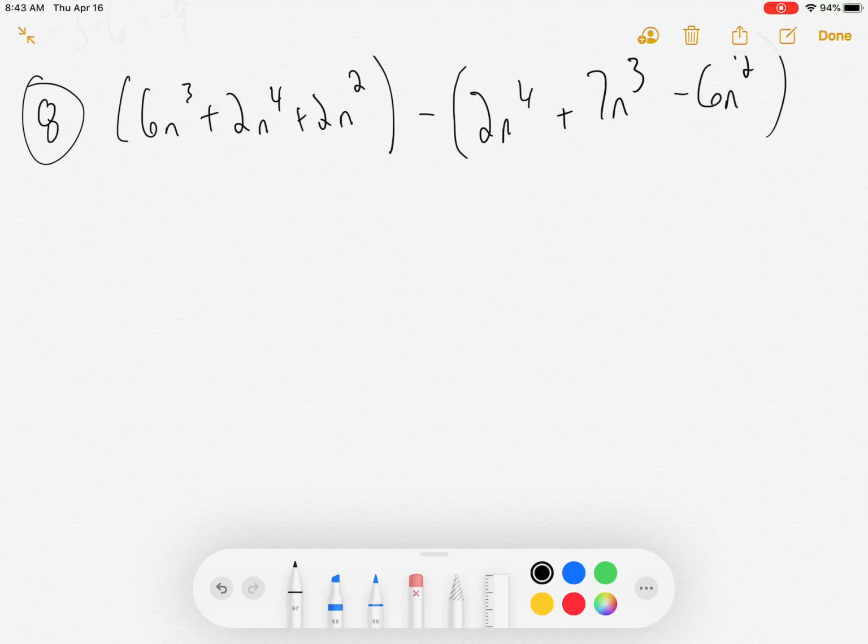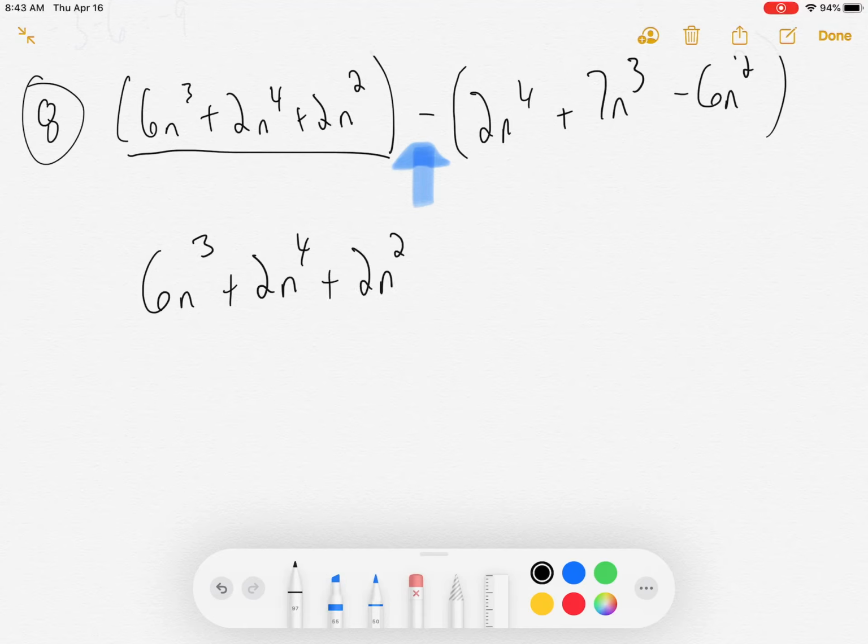Hey, I figured I'd make another quick video to help you with number 8. So here is number 8. Just like before, we are either adding and subtracting in the middle. In this case, we are subtracting. When that happens, we just drop the set of parentheses on this whole first term. So I'm just going to rewrite it without the parentheses.